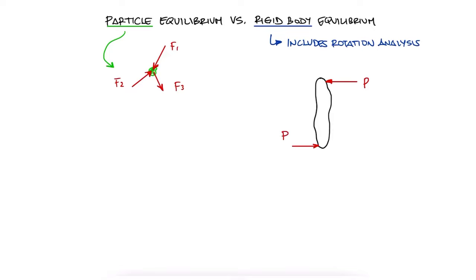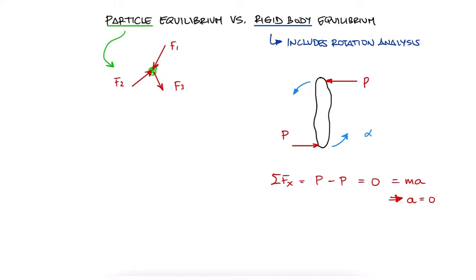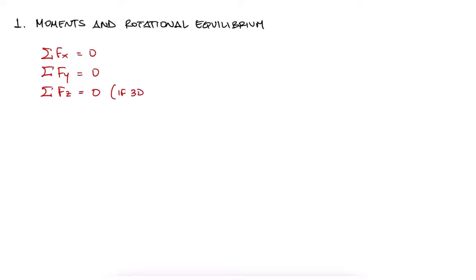yield a static, or in other words, a non-accelerating state, the location of the forces might be causing the body to rotate, or more importantly, to have an angular acceleration. In this case, the body would not be in a state of equilibrium. It is for this reason that besides the sum of forces being zero in the three orthogonal directions, we will check for the rotation of the body.